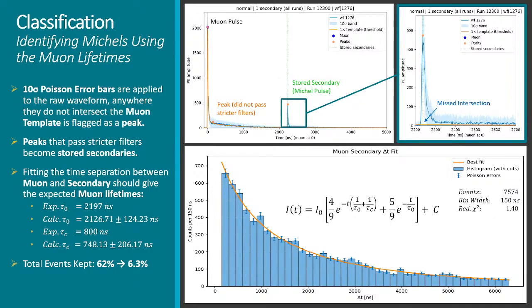Now, how do we actually know these are Michels? What we can do is fit the lifetime distribution, which would just be the time separation between a Michel pulse and the initial muon, and we should get the muon lifetimes. And as you can see here, the calculated values match very well with the expected values. So we do know these are Michels.